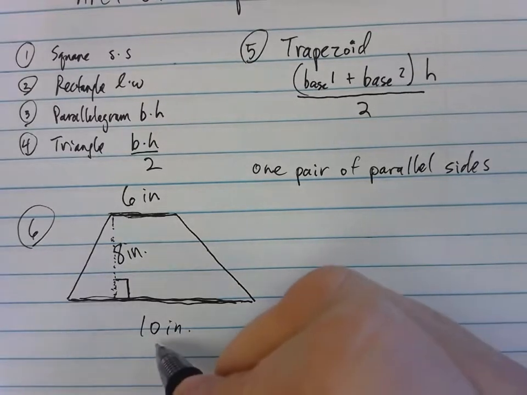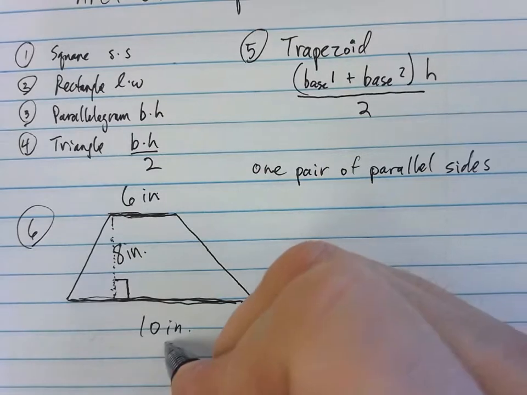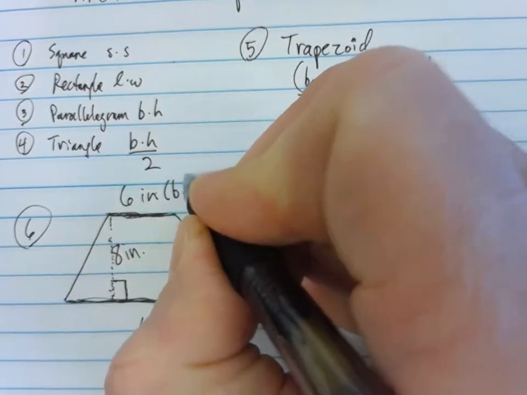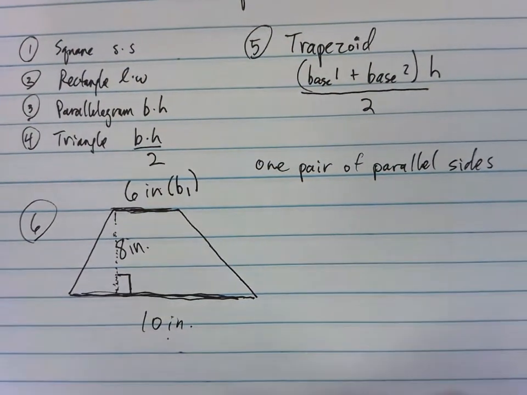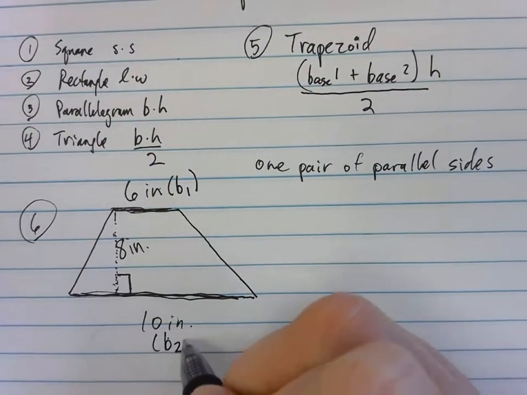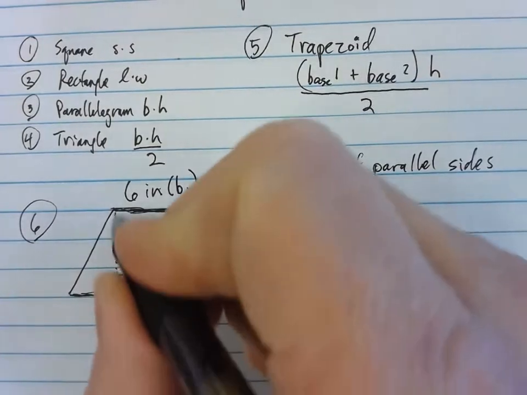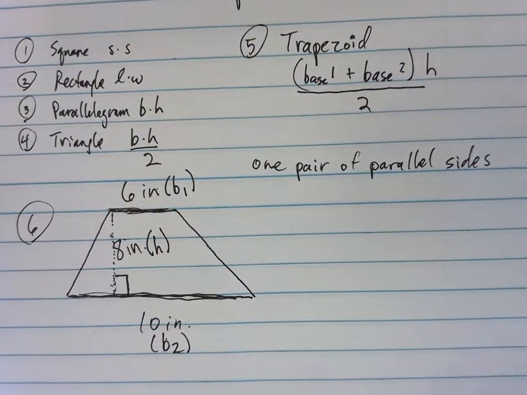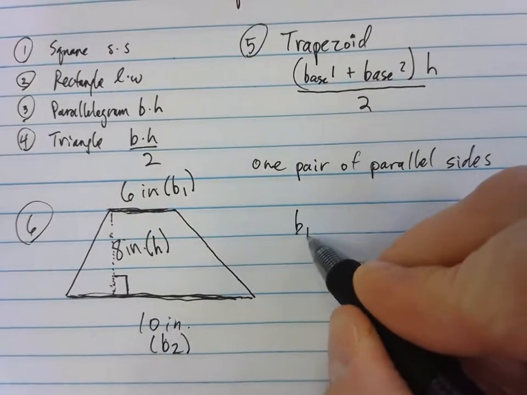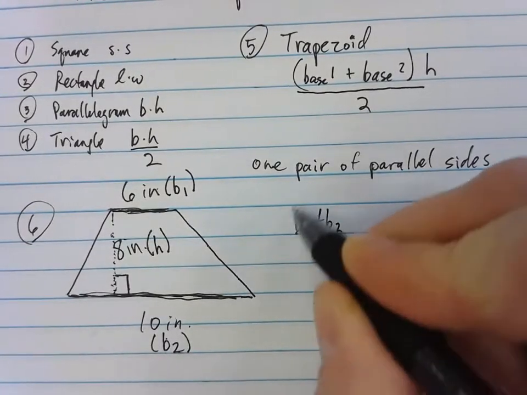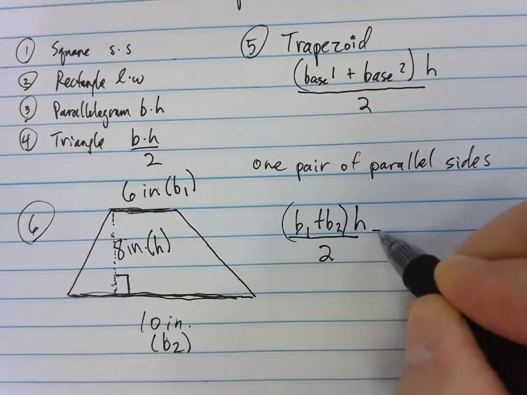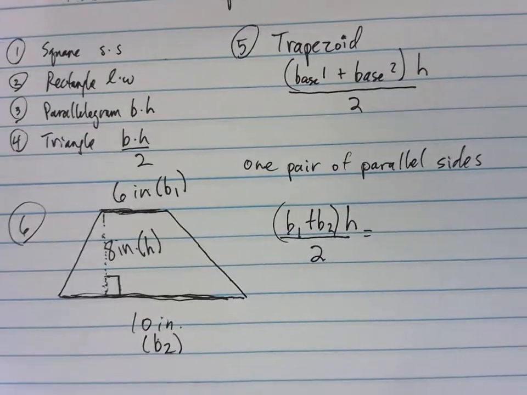All right, so base 1, you can say this is base 1 or this is base 1, either one. I'm just going to do it like this. I'm going to say this is B1. I'm going to say the smaller one's base 1, the bigger one's base 2. This running up and down through here, of course, is the height. It's telling you how tall it is, so that's just the H. So I'm just going to put it in here. So I got B1 plus B2 times the height divided by 2. And that's going to give me the area of the parallelogram.